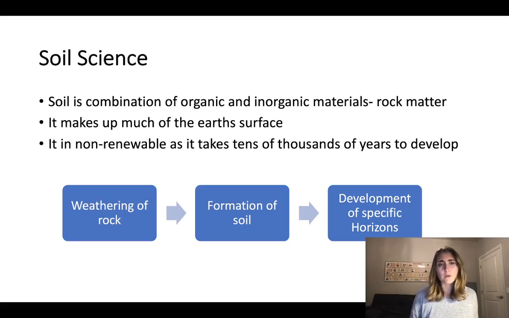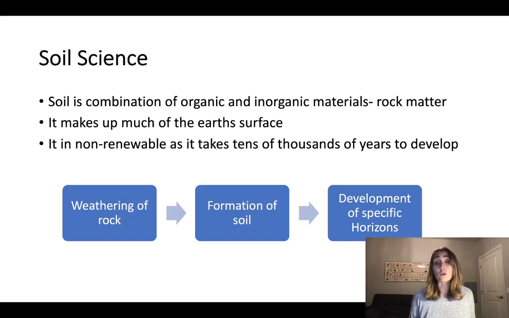So here's what you need to know about soil. Soil is a combination of organic and inorganic materials. Those inorganic materials largely come from rock matter. The organic materials are going to come from things like plants and other little critters that are living in that soil and the decomposition of both of those things. The combination of those contribute to what makes up soil.